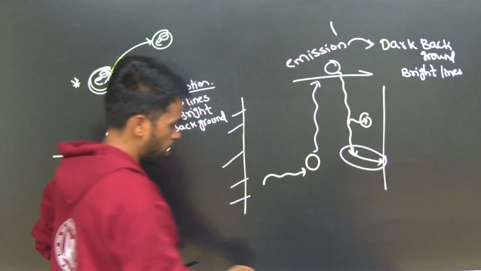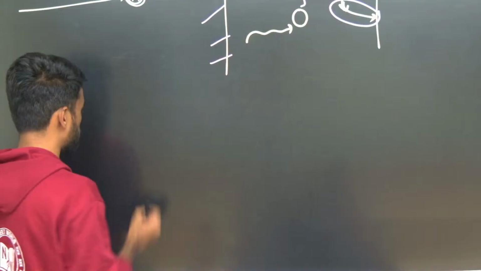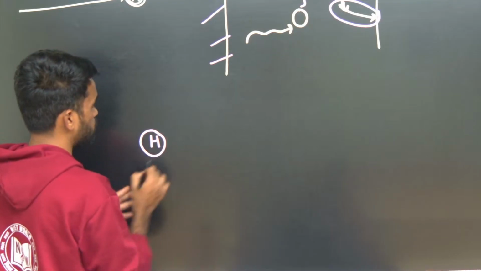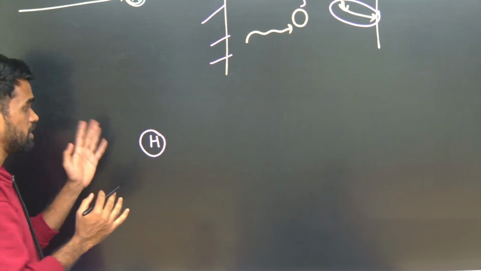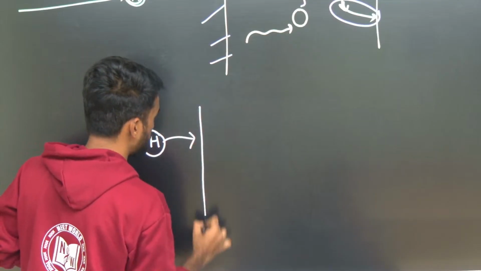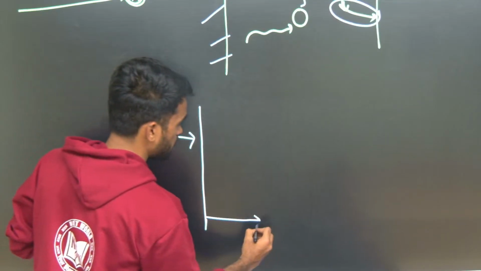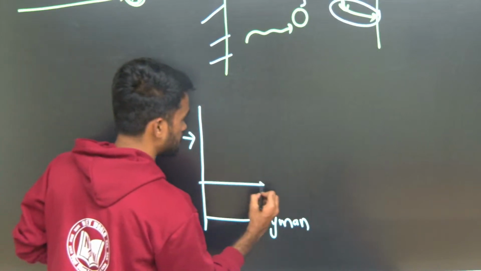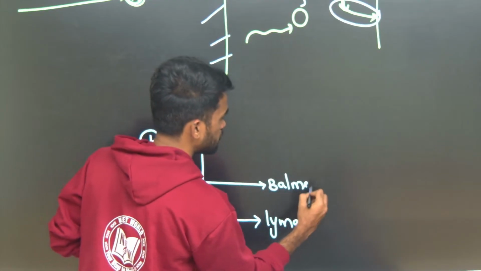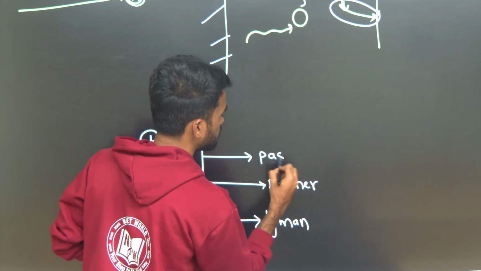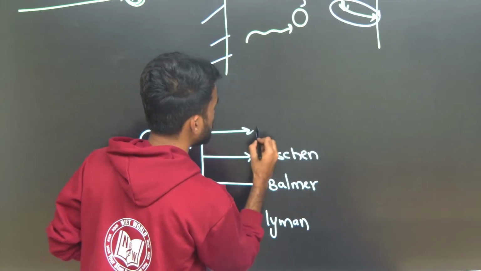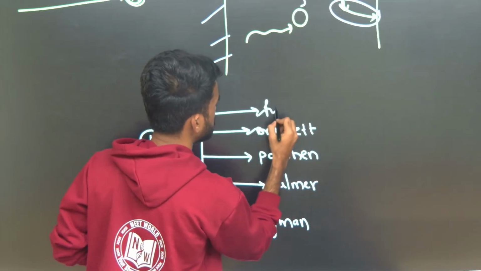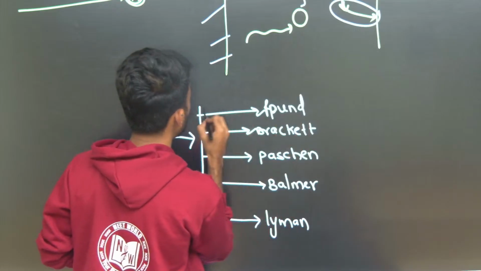Now when it comes to the hydrogen atom, for this hydrogen atom there were spectral lines observed, and these spectral lines are grouped into different series. That is called the Lyman series, the next Balmer series, next Paschen, Brackett, Pfund, Humphreys.